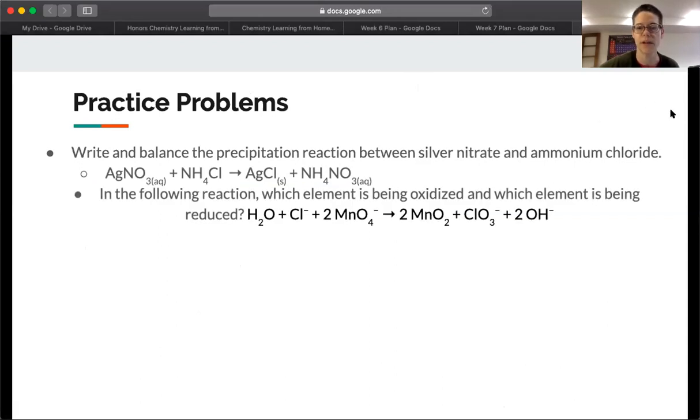Okay, so let's figure out this one. In this reaction, which element is being oxidized and which element is being reduced? So first, to be able to do that, we have to assign oxidation numbers to everything. Except it's not actually that hard to figure out because 2 of my elements in there don't change at all. Which 2 elements are not changing in there and are the same across the board?